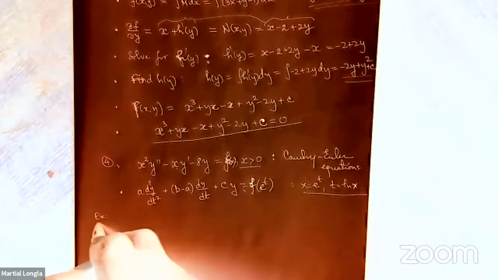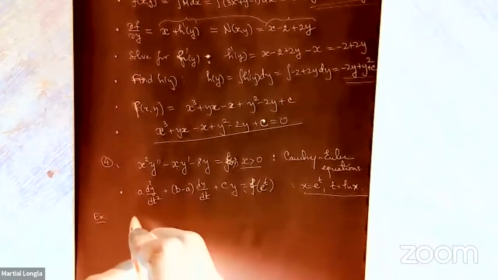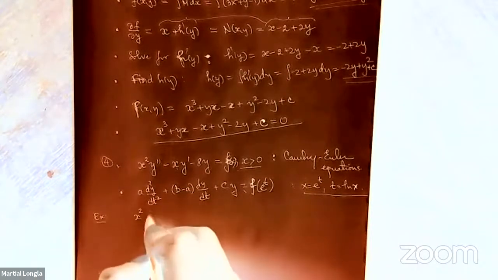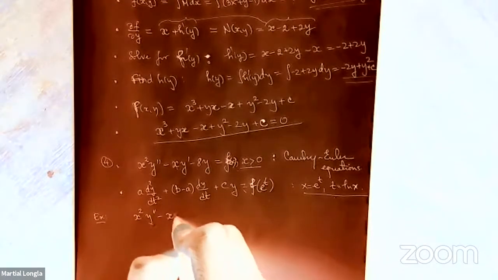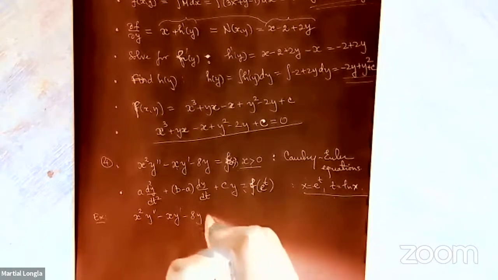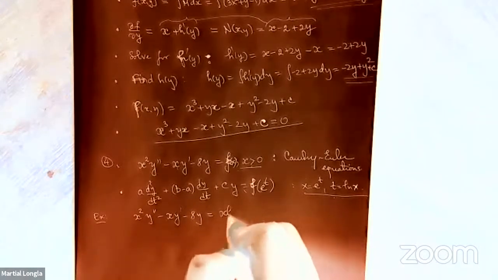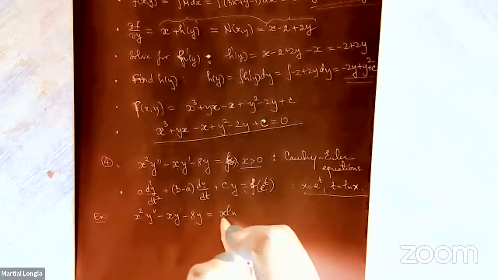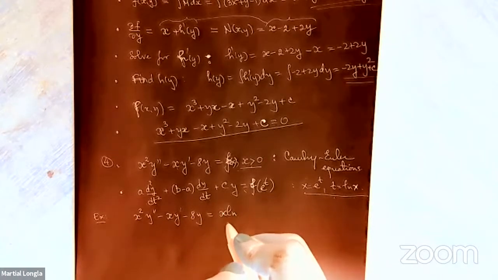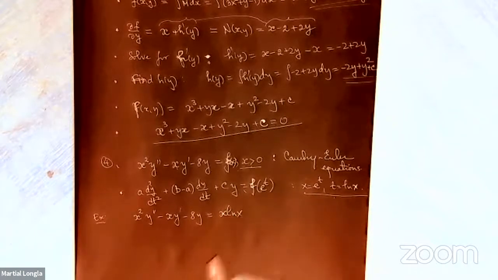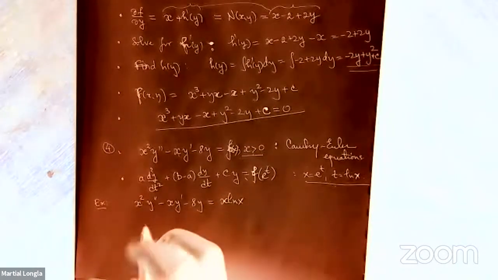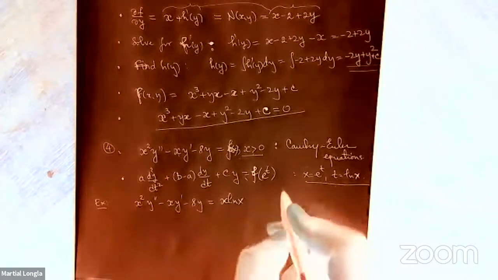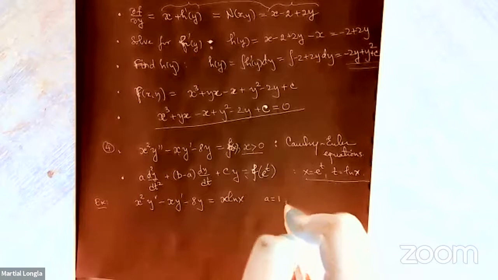Let's use your example. X squared y double prime minus xy prime minus 8y equals x natural log of x. Okay, so if I do this here, your a is 1. What is b?